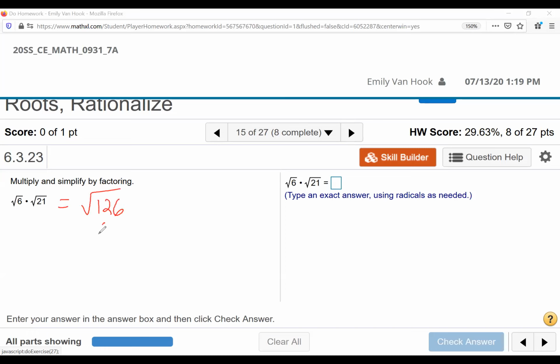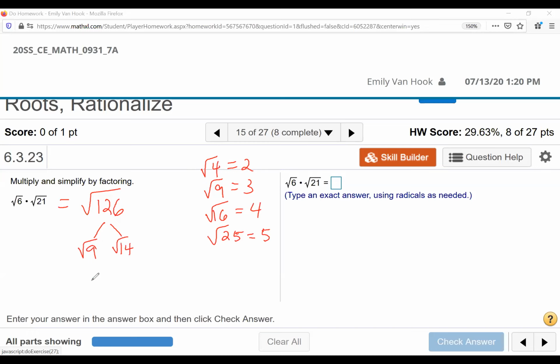And now comes the simplify by factoring part. So again, have your list of perfect squares, hopefully starting to be memorized, but take a look at our growing list here. Square root of 4, square root of 9, square root of 16, square root of 25, etc. Now 4 doesn't go into 126, but 9 does if you try dividing. 126 divided by 9 is 14. So I can break that down into the square root of 9 times the square root of 14.